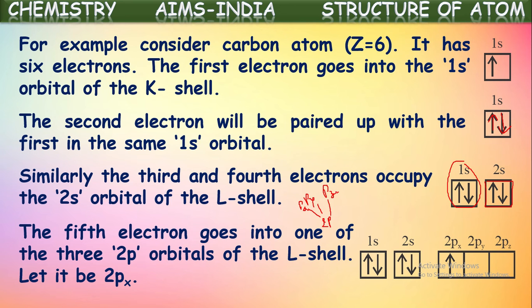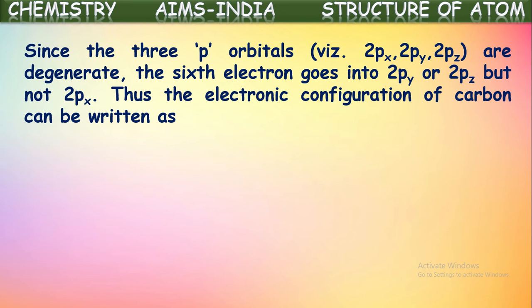Okay, now how many more electrons remain? One more electron, because there are 6 electrons in total. Since these 3p orbitals are degenerate, yes, the orbitals present in a subshell are called degenerate orbitals. Definitionally, orbitals with the same energy are called degenerate orbitals. Now these three 2px, 2py, and 2pz orbitals are degenerate.